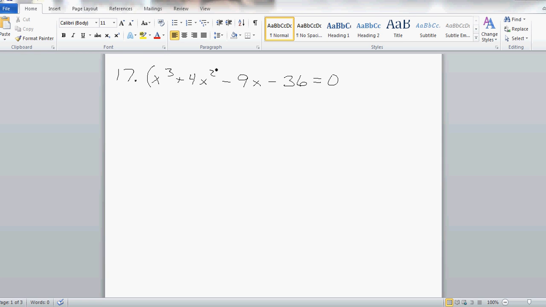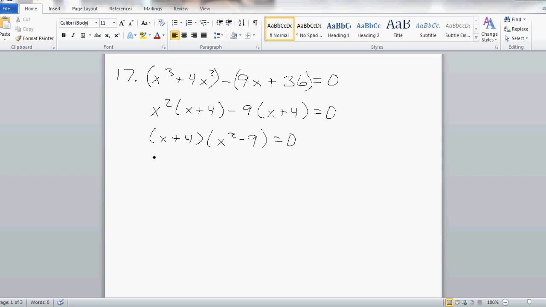So when I group these first two together, I have nothing to worry about. When I group these two, since this is a negative, I do need to change that to a positive. Then I factor out the common factor here, get x squared times x plus 4. I can factor out a 9 here and get x plus 4. And that's a really good thing because I want to see these two factors being exactly the same. So I get x plus 4 times x squared minus 9.